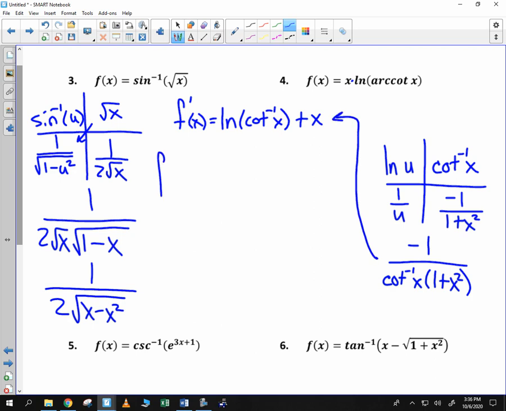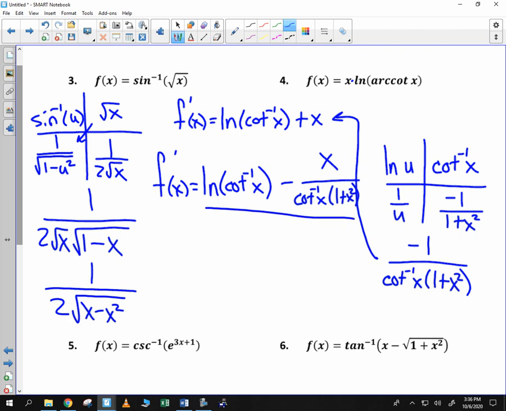Notice that the derivative comes out to be f prime of x is equal to the natural log of cotangent inverse of x minus x over cotangent inverse of x times 1 plus x squared. It really is a remarkable derivative when you look at it. It looks impossible to be able to deal with. In fact, it's really not as bad as we thought.